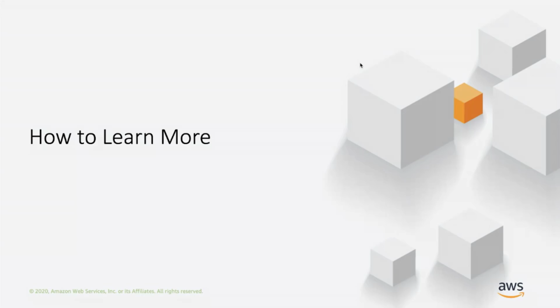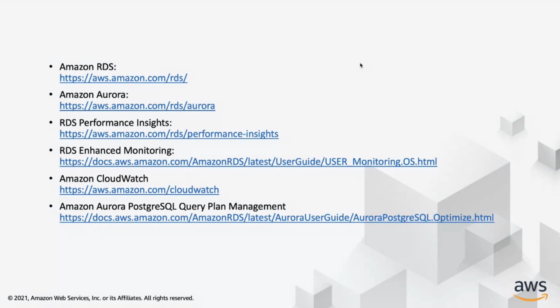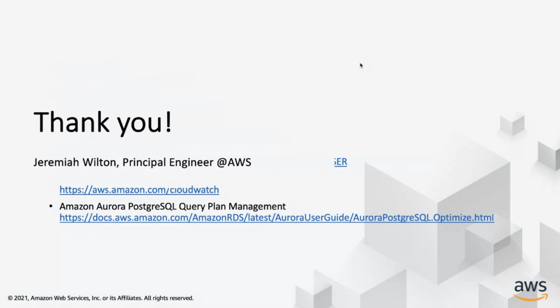And let me give you a few pointers to where you can go to learn more about some of the things I've mentioned today. Here are a few places you can go just to get started. Some of these are landing pages, and some of these are documentation chapters, but you can learn more here about RDS, Aurora, Performance Insights, and Enhanced Monitoring. And for overall AWS monitoring, you can learn more about CloudWatch. And for those who want to manage the stability of their execution plans on Aurora PostgreSQL, there's Query Plan Management.